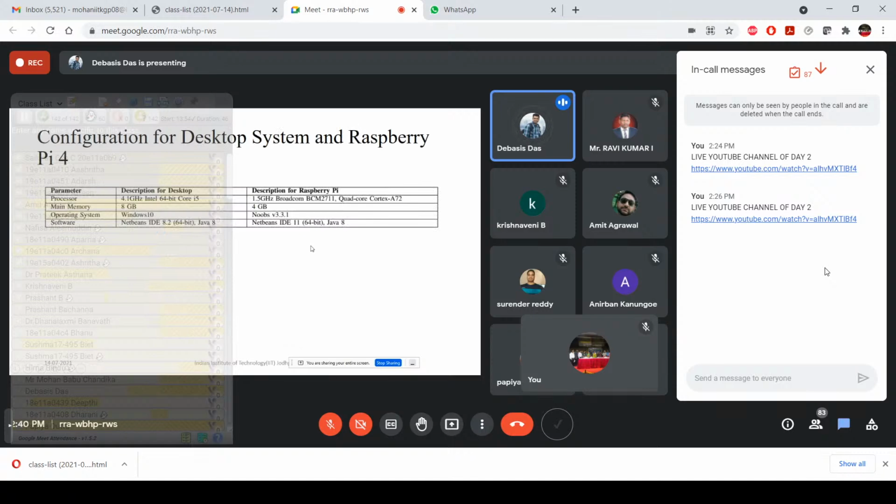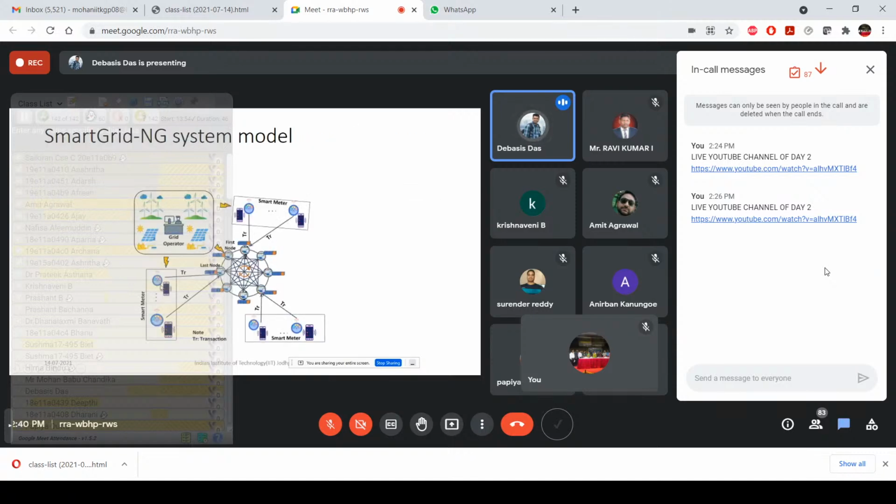Okay, so this is the whole system of this architecture. We assume the smart meter is an IoT type of device. So in this figure, this is the grid operator, which generates the power. Based on this, for distribution, they also individually generate the power and distribute it, and create the blockchain network. The whole system is known as the smart grid NG model.